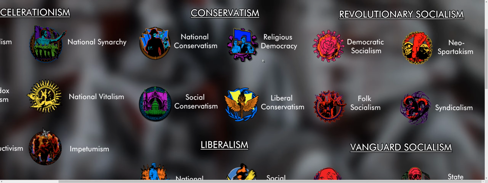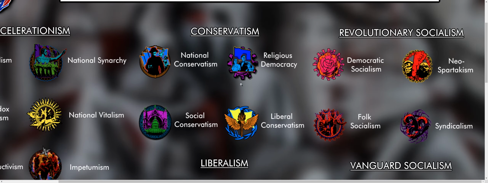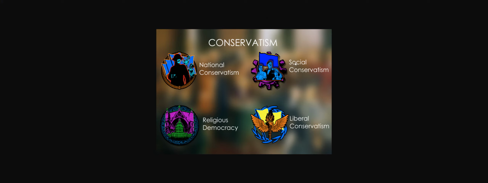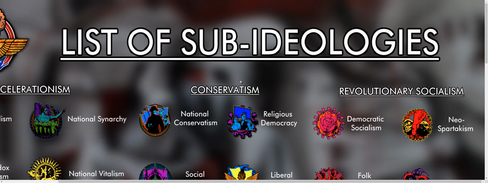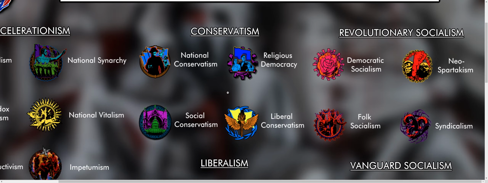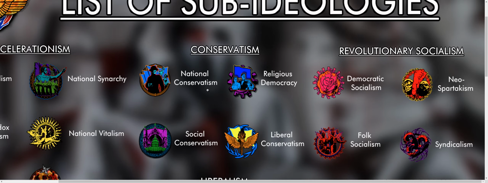Then we've got conservatism. Here's another thing between these two: these are actually switched. This is supposed to be social conservatism, and that's supposed to be religious democracy, so keep this in mind. That's social conservative, that's religious democracy. There's a bit of an error over here. Sorry about that.